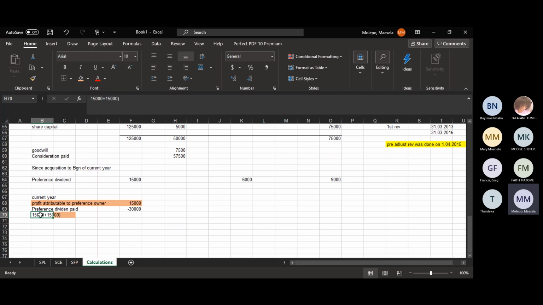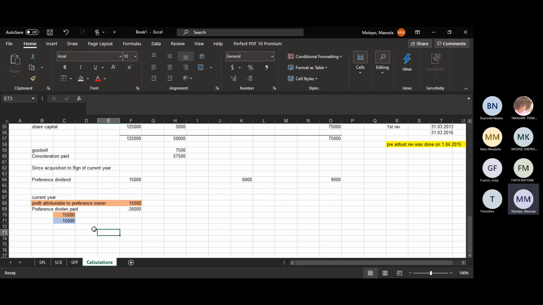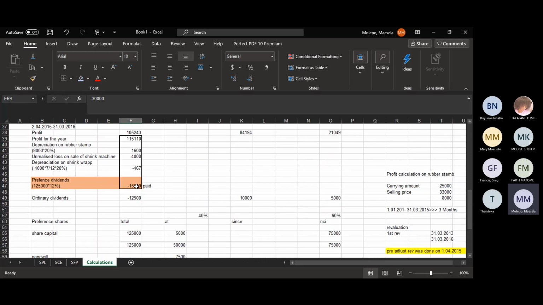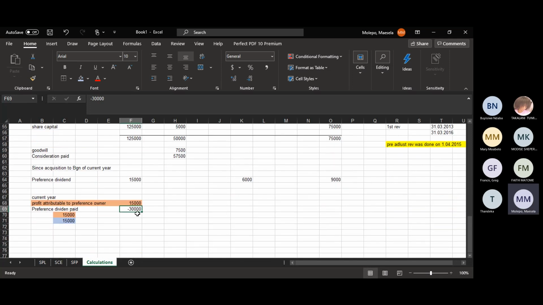Okay, let me do this. I would say 15,000, and then another one to be the 15,000 here, which will be the blue one. This is just for illustration purposes. You don't need to show this. You just say preference dividend paid 30,000. But I'm doing this illustration to show that it was this 15,000 plus this one. Then you put them as 30,000.